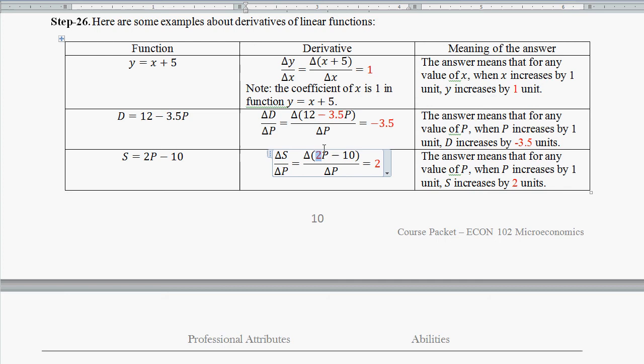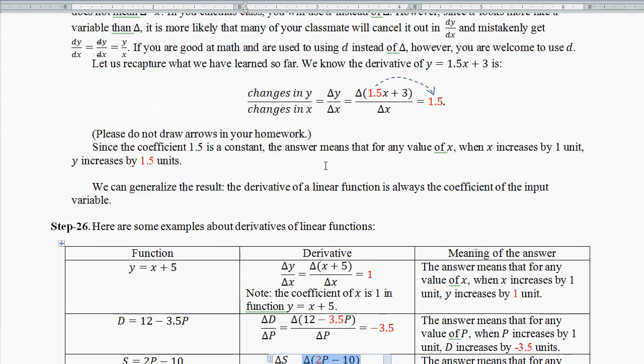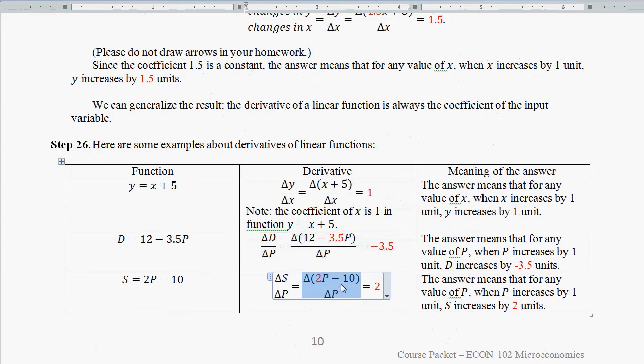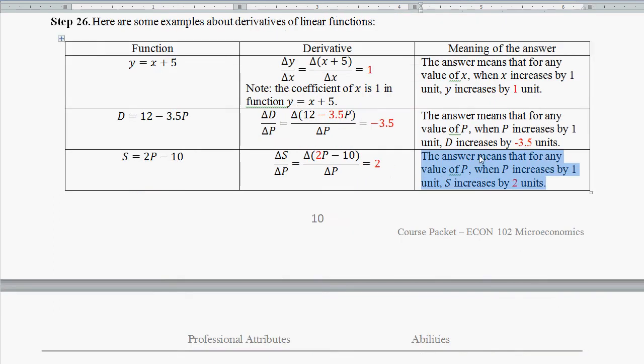I guess some people are still wondering, do we need to cancel out the delta and delta? No, we don't need to do that. Do we need to divide this by p? We don't do that. This is something totally different. This means changes in one thing divided by changes in another thing. Okay. The answer is 2. And here's what it means. When you're explaining what the answer means, at this point, you don't need to be creative. Just copy the sentence and change the number. That's all you need to do.